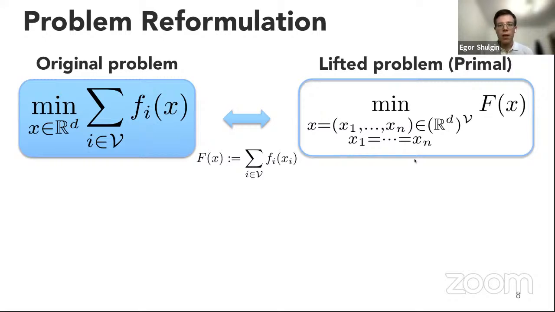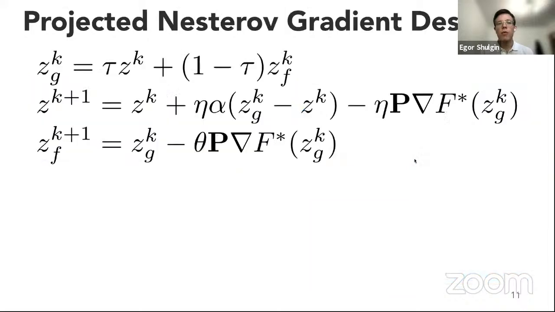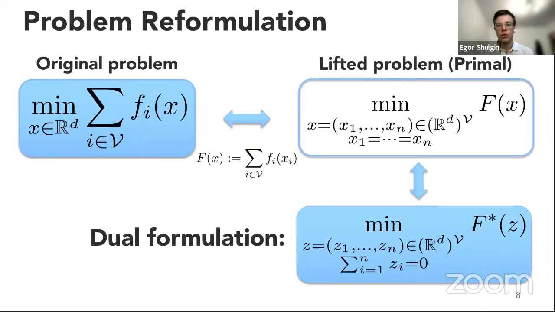The lifted problem has an equivalent dual formulation where f* is the functional conjugate of function f. In this case, the constraints are also slightly different.